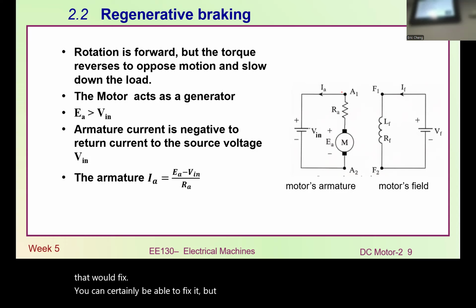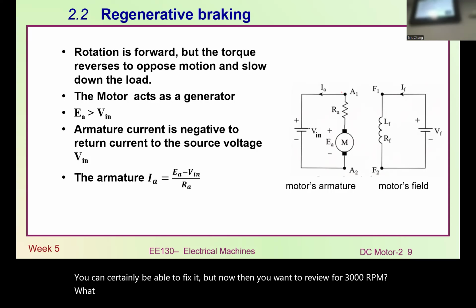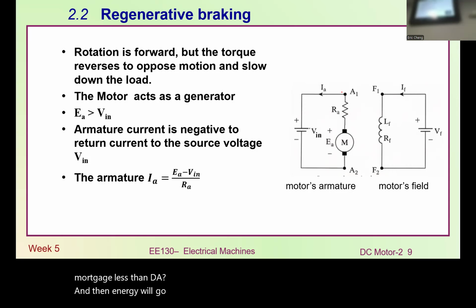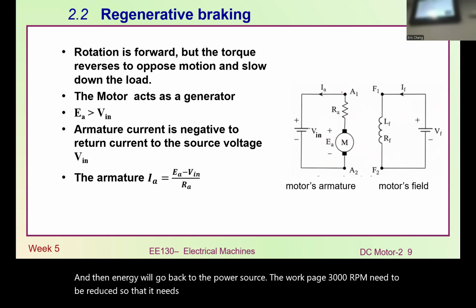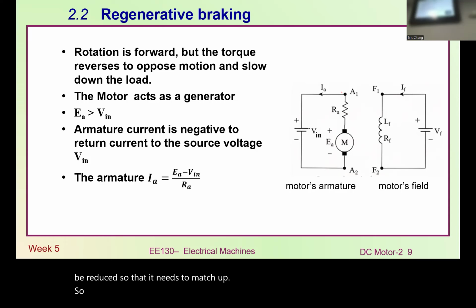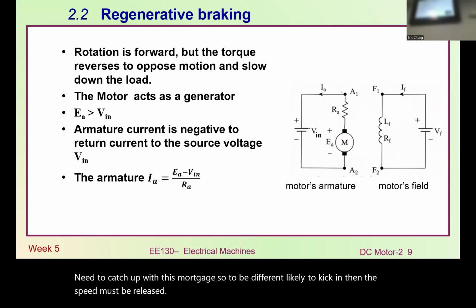Now when you want to reduce the 3,000 RPM, what you should do is reduce the source voltage to less than EA. Then the energy goes back to the power source. The voltage at 3,000 RPM needs to be reduced so that these two voltages match up. For instance, this is 90 volt running at 3,000 RPM. Now you reduce the source voltage to 80 volt. Eventually, the back EMF needs to catch up with this voltage. So to reduce from 90 to 80, the speed must be reduced. Get my point, right?